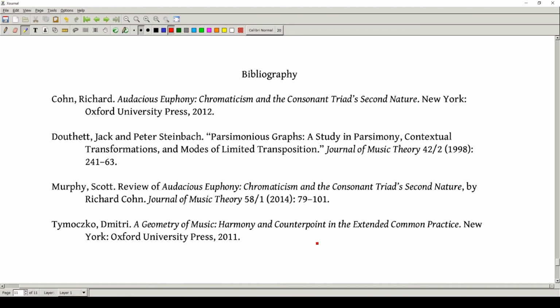Here's my bibliography for today's lecture and next week's lecture. One of the things that I'm sharing with you is this book, Audacious Euphony by Richard Cohn, which is a book I've cited before. This book does use the Tonnetz to visualize these sorts of questions. Richard Cohn is really one of the main people who helped to bring the Tonnetz back into contemporary music theory. And so if you find this style of visualization helpful, I think you would find Audacious Euphony really amenable to visualizing these sorts of questions.